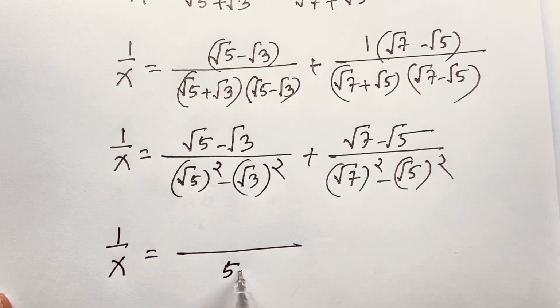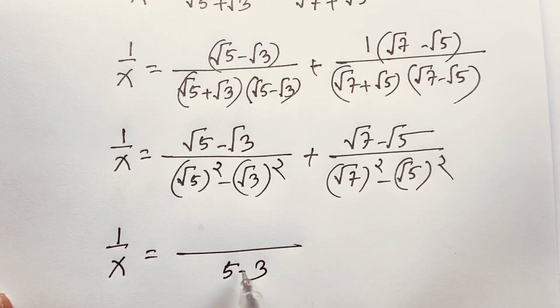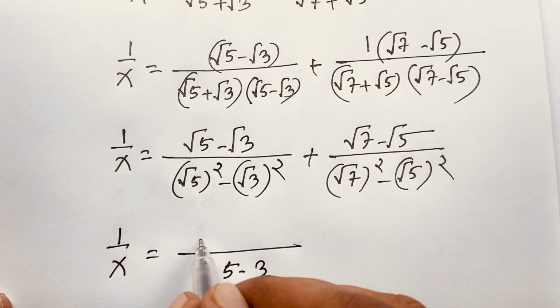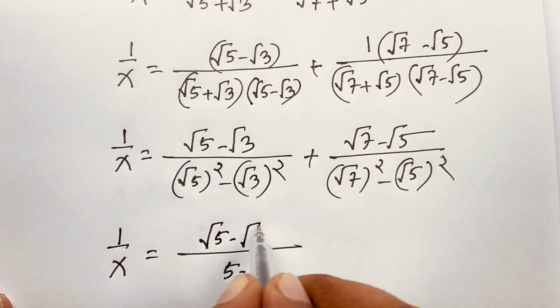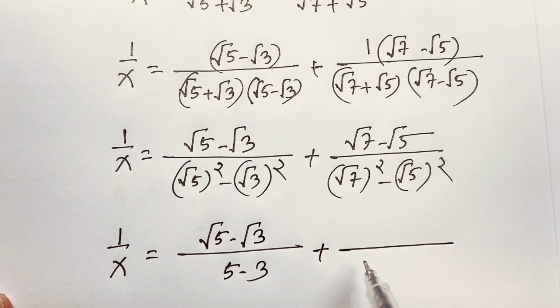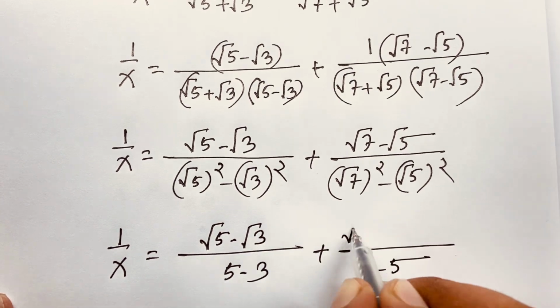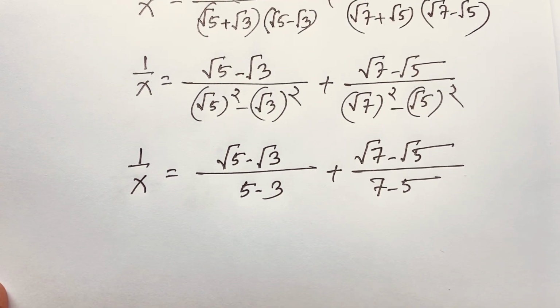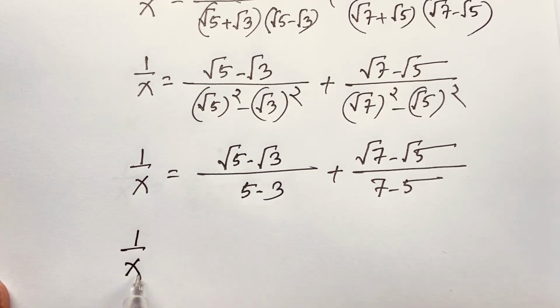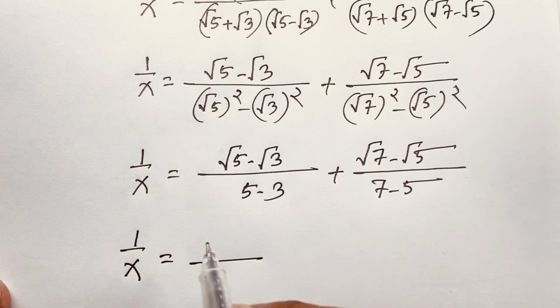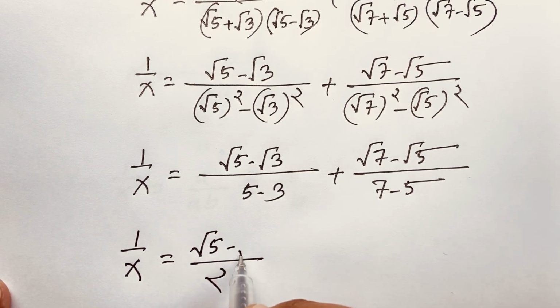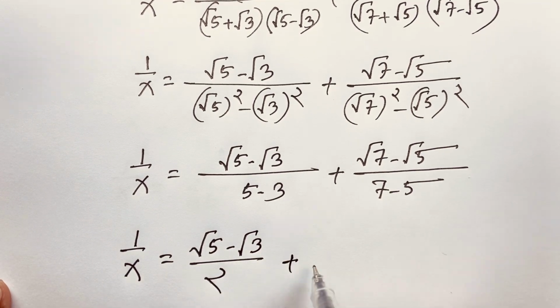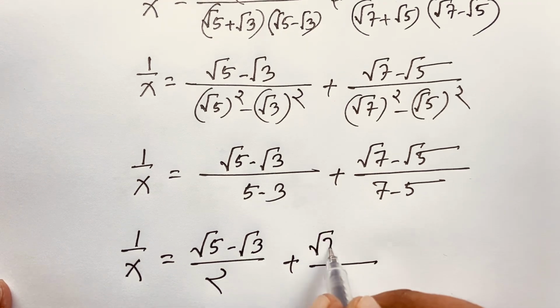Now I can say that 1 over x is equal to 5 minus 3, since the square roots are cancelled, in the denominator, with the numerator square root 5 minus square root 3. Plus it is also 7 minus 5, with the numerator square root 7 minus square root 5. Now you can easily say 1 over x is equal to square root 5 minus square root 3 over 2, plus square root 7 minus square root 5 over 2.